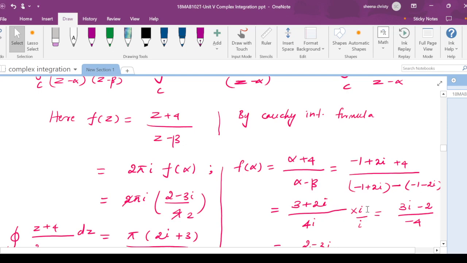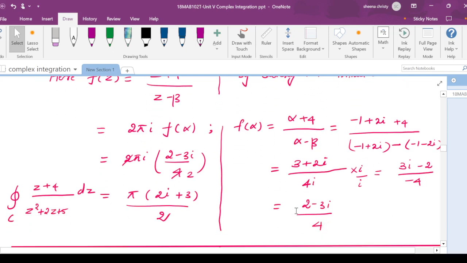To remove i in the denominator, I am multiplying and dividing by i, so that I get (3i - 2)/(-4). By multiplying the minus sign into the numerator, you will get (2 - 3i)/4. By substituting this value f(alpha) = (2 - 3i)/4 in this place, 2 gets cancelled. In 4 you have 2 times. So (2 - 3i)/2. This i we have to multiply inside the parenthesis, that gives you 2i - 3i². i² is -1.